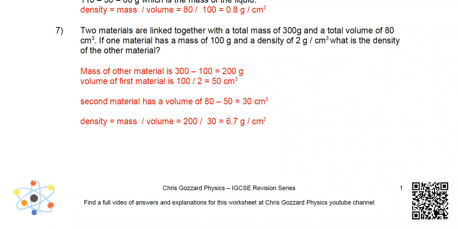What's the volume of the first material? Well, it's 100 over 2, which is 50 centimeters cubed. So therefore, if we need to now find the volume of the second material, well, it's going to be 80 minus 50, which is 30 centimeters cubed. Density is mass over volume, so 200 divided by 30 is a density of 6.7 grams per centimeter cubed.